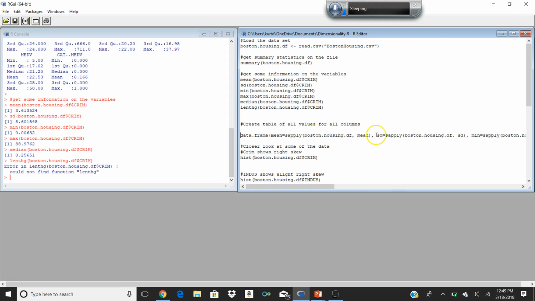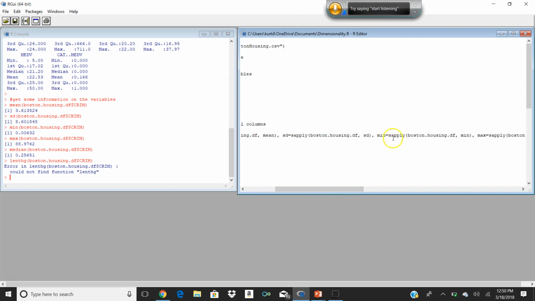And then we're going to do the same thing. We're going to put in the standard deviation, set equal to universally applying the standard deviation command to the Boston housing data standard deviation column. And then we're going to keep going through all of our commands, and run each of these commands on the entire data set, getting to the end where we're running our length command.